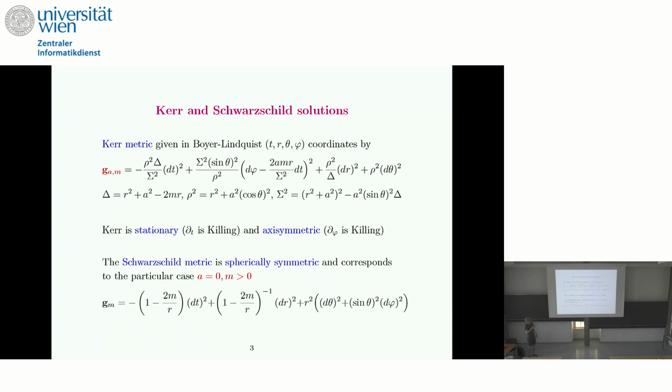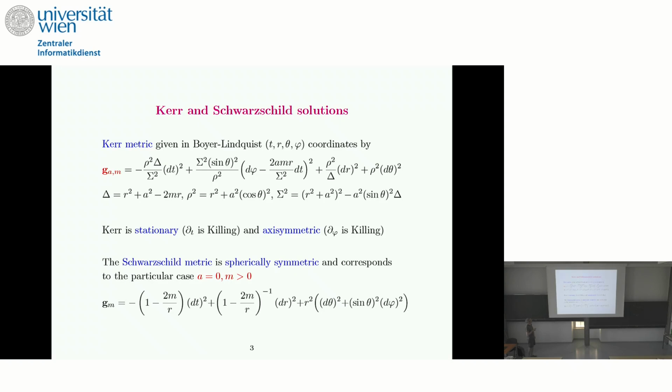Here, M is proportional to a mass. So it's proportional to the mass of your black hole. And a, or rather M times a, is proportional to the angular momentum of your black hole. So it's a rotating black hole. Okay, but we'll see this in the next slide. For now, let me just say it's a two-parameter family of solutions.